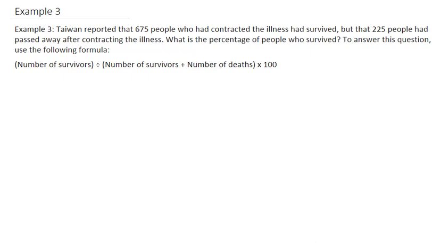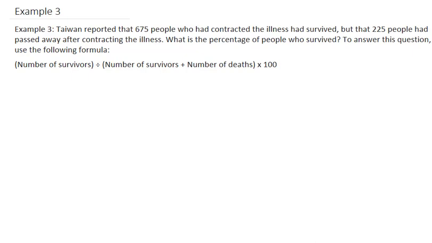Taiwan reported that 675 people who had contracted the illness had survived, but 225 people had passed away after contracting the illness. What is the percentage of people who survived? And so to answer this question, we're going to use the following formula. The number of survivors divided by the number of survivors plus the number of deaths, multiplied by 100. So let's go ahead and start filling this out.